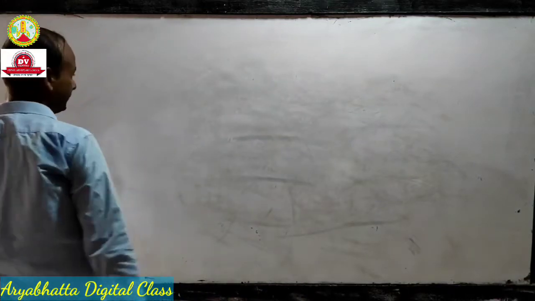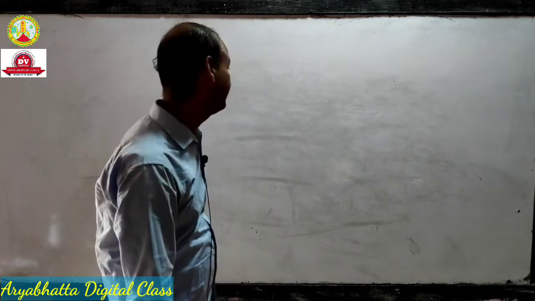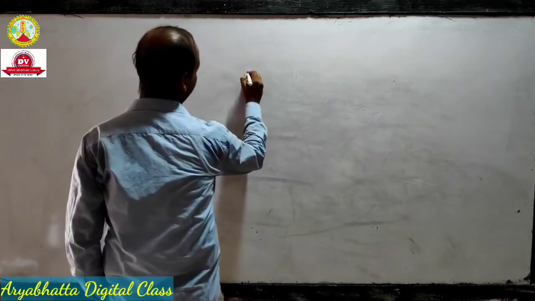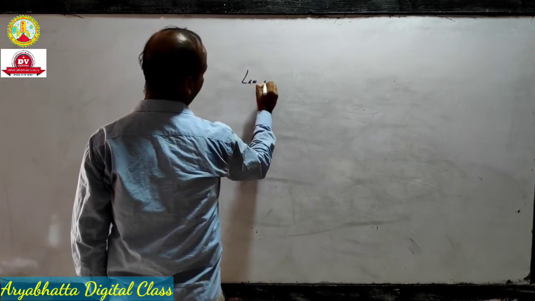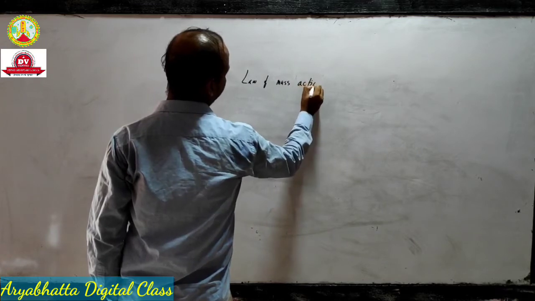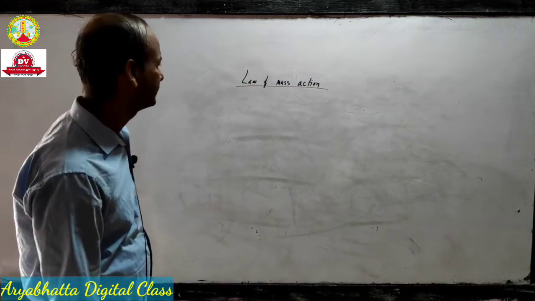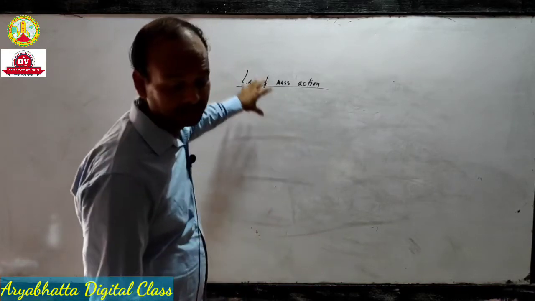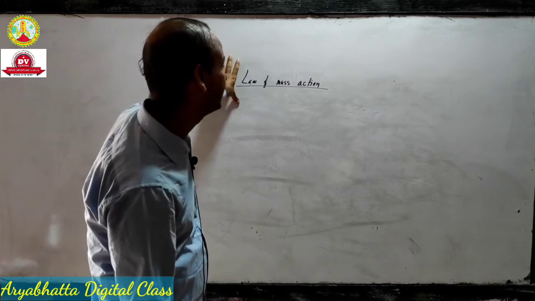This is a very old topic. I taught this topic in class 11, in the chapter of equilibrium. This is the law of mass action. I taught about it. Generally, this is the quantitative relationship between the rate of reaction and the concentration of the reactant.